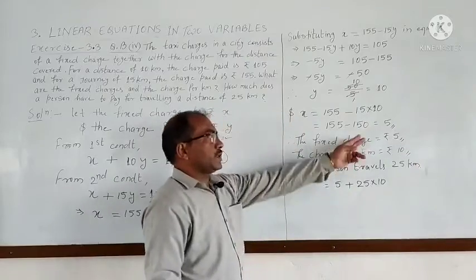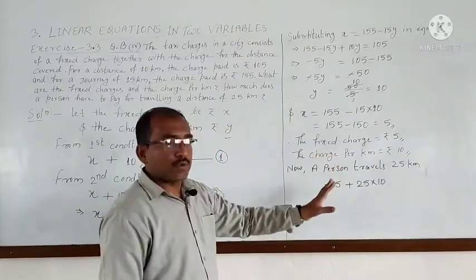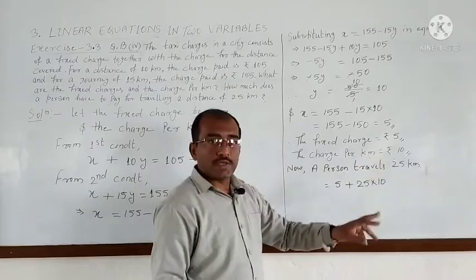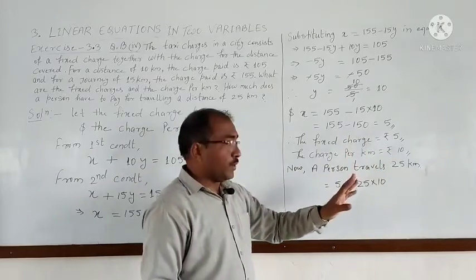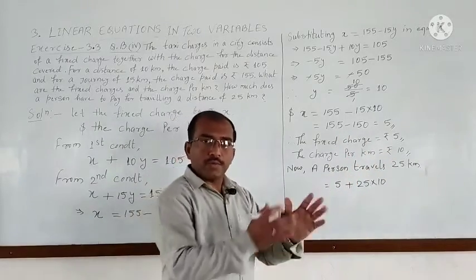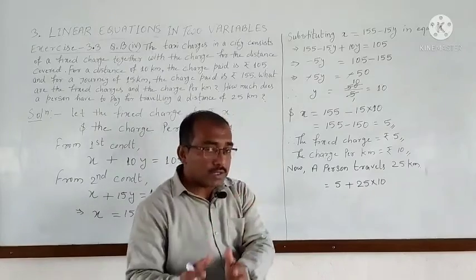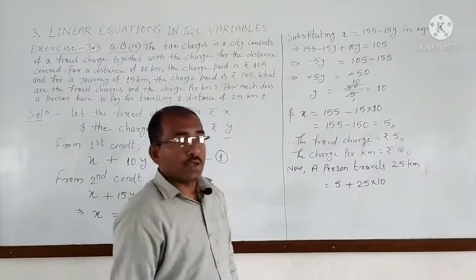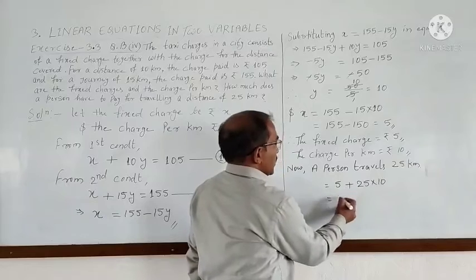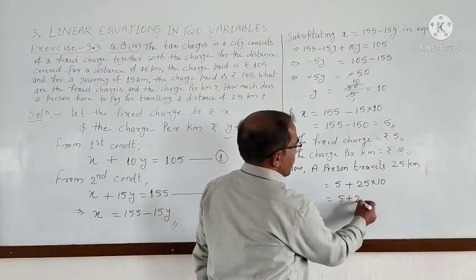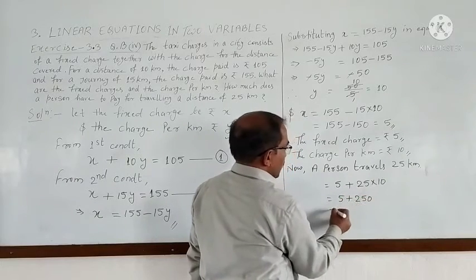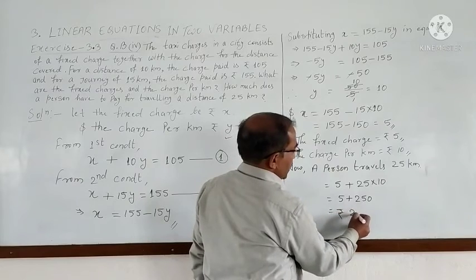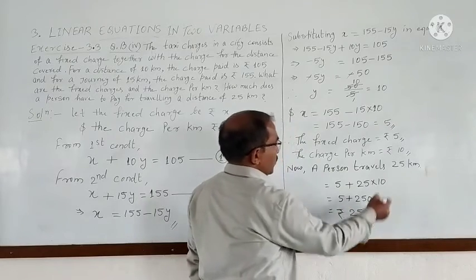We have got it here, fixed charge 5. So that is compulsory to pay, and the charge per kilometer is 10. So he is going 25 kilometers. So how will he calculate his amount? Fixed charge plus distance into the per kilometer charge we have calculated. So 5 plus 250, he will finally pay 255 rupees for 25 kilometers.